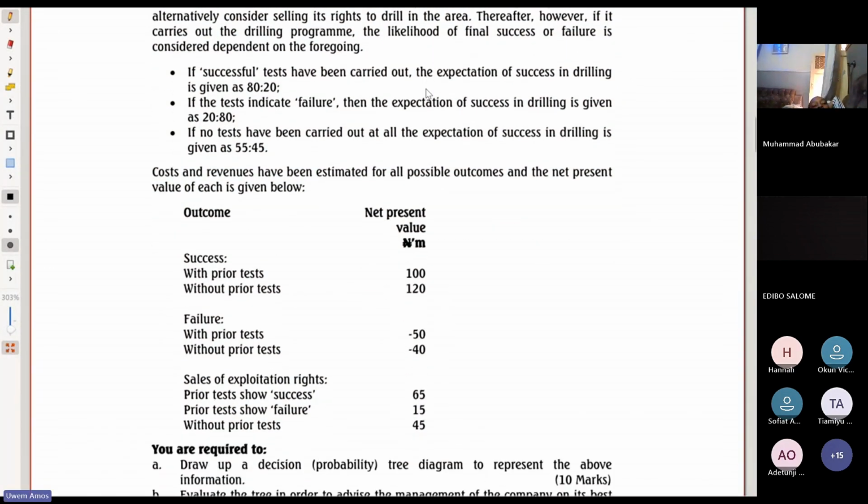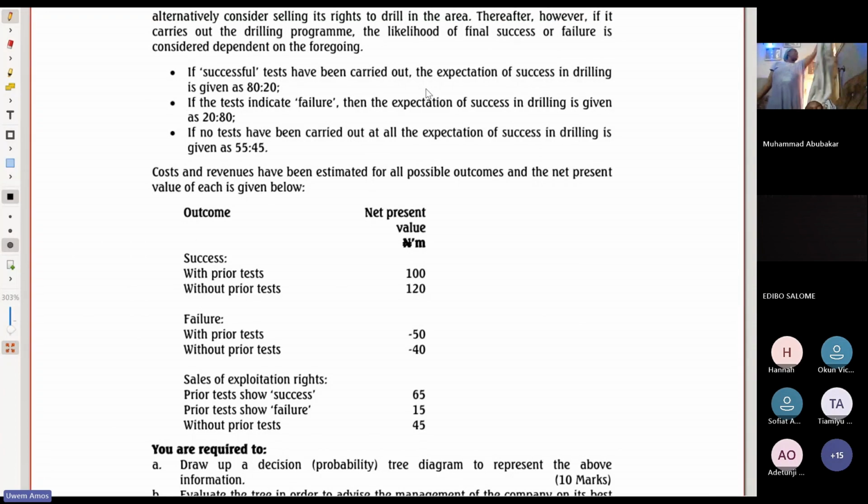If we sell our exploitation right, and the prior test shows success, we'll sell it at 65. If the prior test shows failure, we'll sell it at 15. And if we're selling an exploitation right without any form of prior test, we sell it at 45.